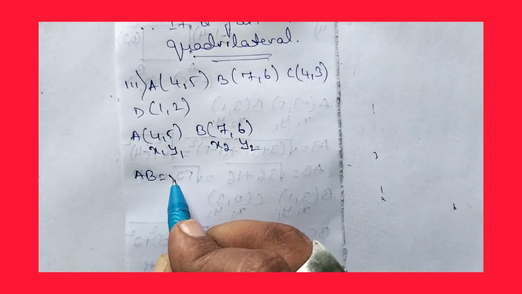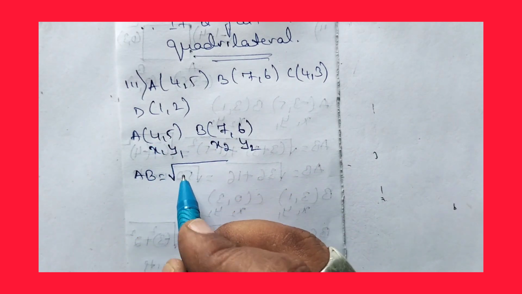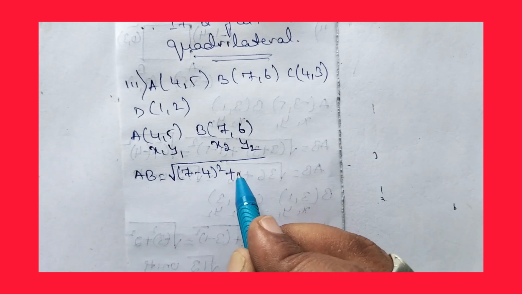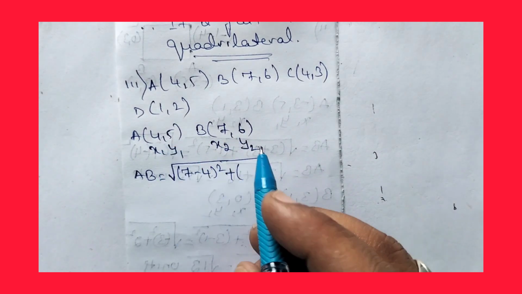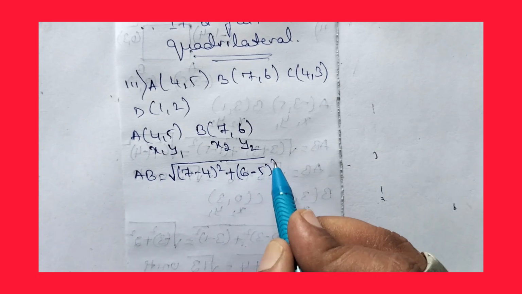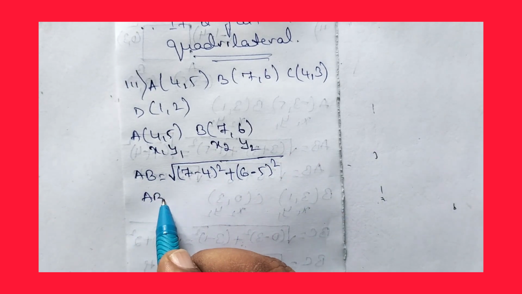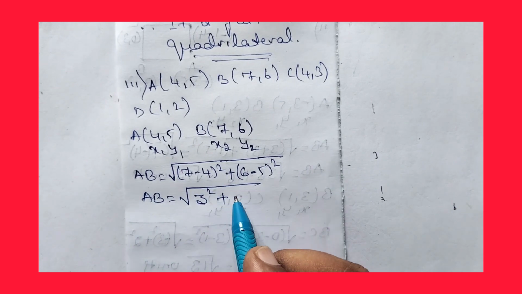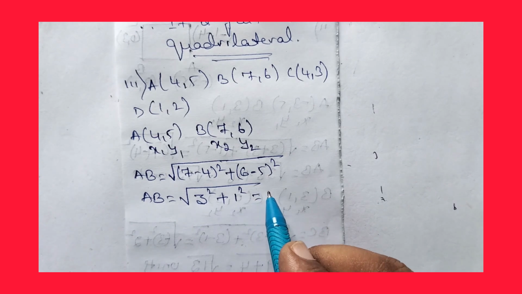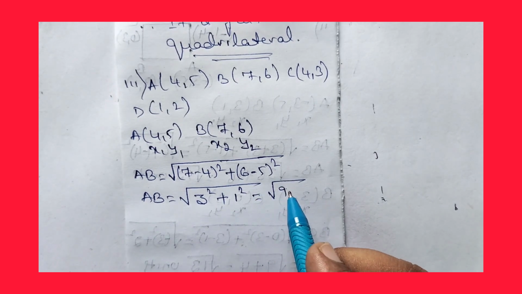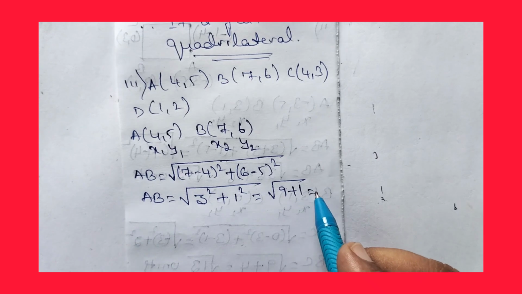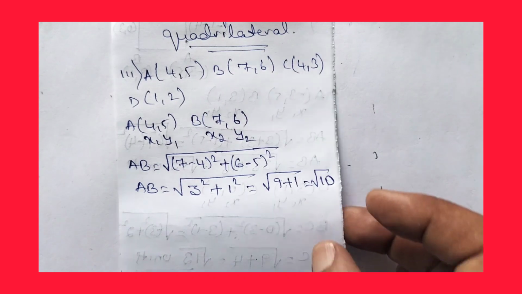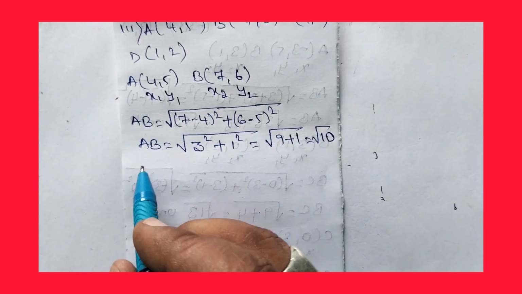So AB is equal to square root of (x2 minus x1), (7 minus 4) whole square, plus (y2 minus y1), (6 minus 5) whole square. So AB is equal to square root of (7 minus 4 is 3) square plus (6 minus 5 is 1) square. That is equal to square root of 3 square is 9 plus 1 square is 1. So square root of 10 units. This is AB. So AB is square root of 10 units.